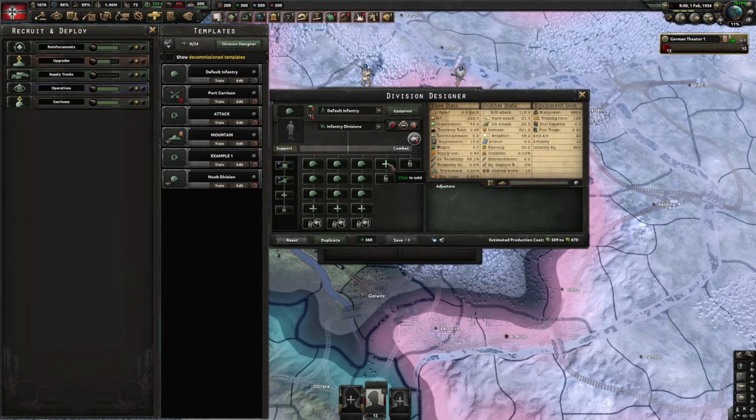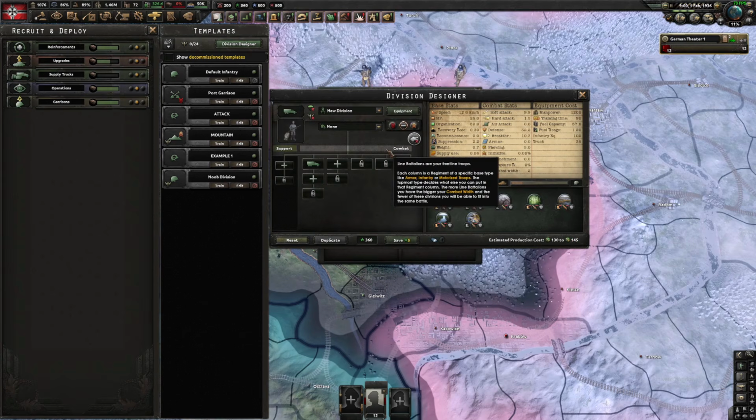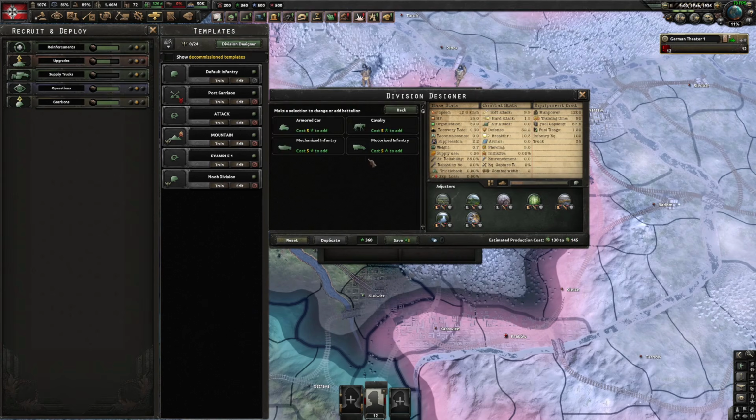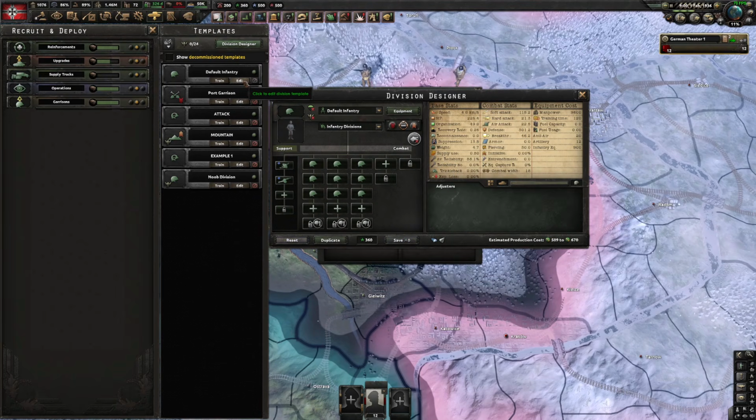If you do want faster divisions, what you should do instead is have some divisions that are slow and make a completely different division that has motorized. This way you do have some fast divisions while you still have the majority of your army as something that works really well. For a lot of noobs, it's better to stick to just slow, simple, quality infantry.